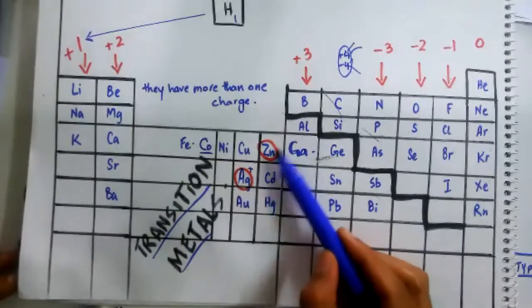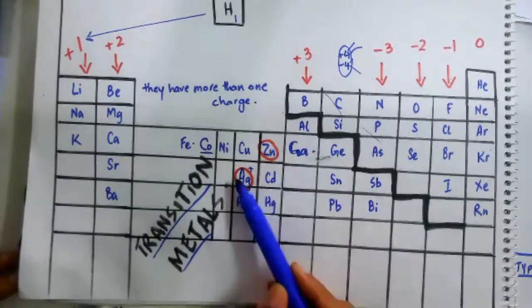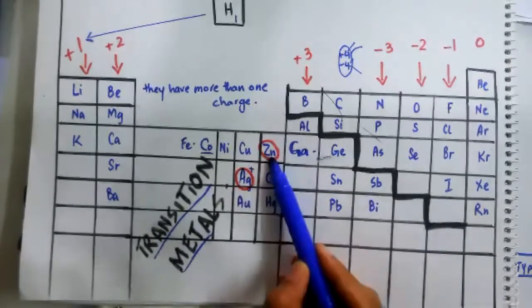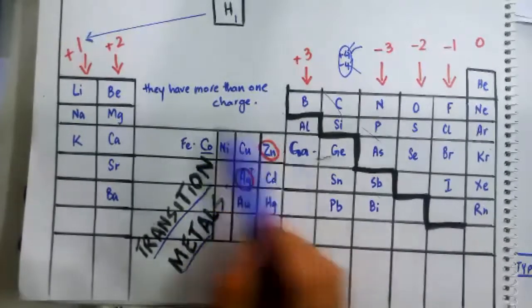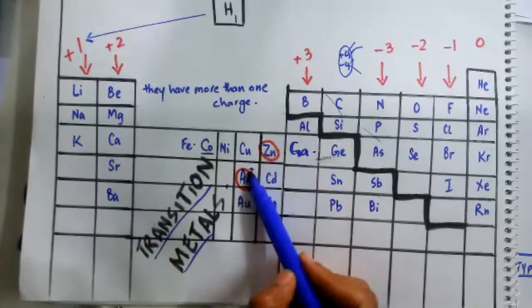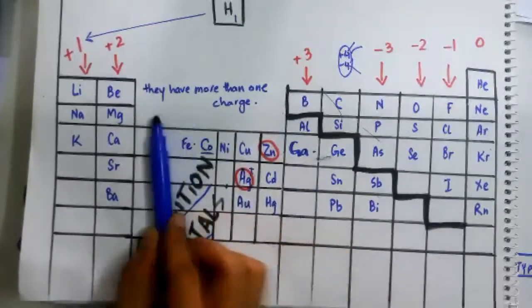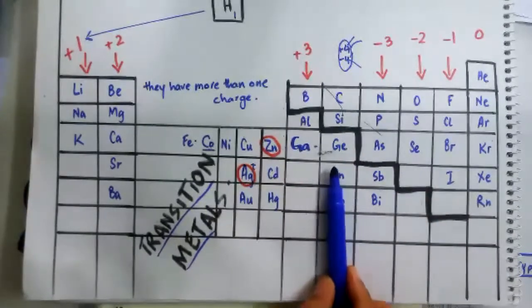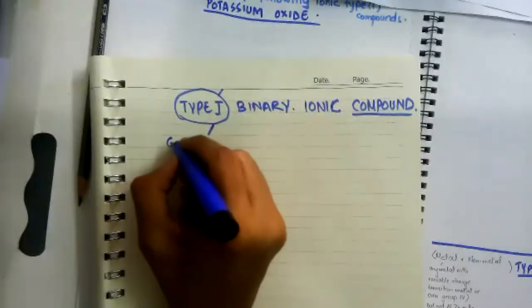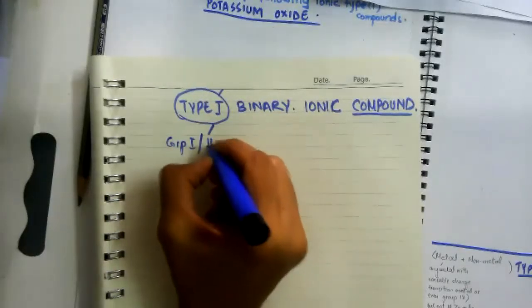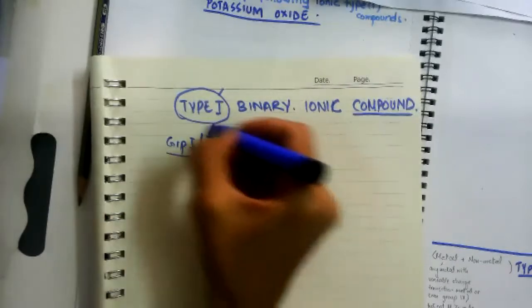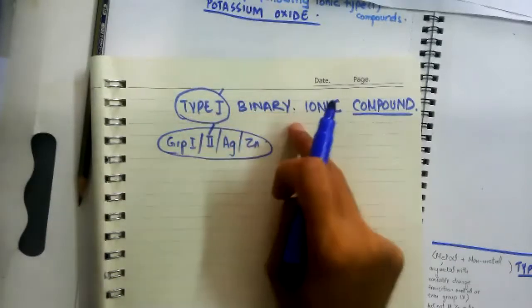Silver and zinc are exceptions, okay? Silver has positive one charge always in its ions, and zinc has positive two charge in its ions all the time. So except for these two, the rest of these have more than one charge, as well as the group four. Okay, and so type one is group one and group two and silver and zinc. These together make type one binary ionic compounds.